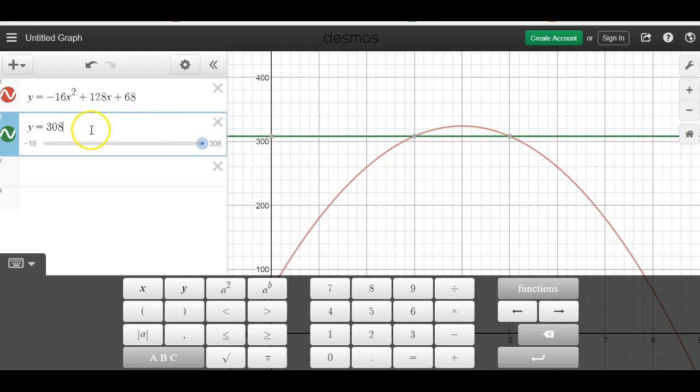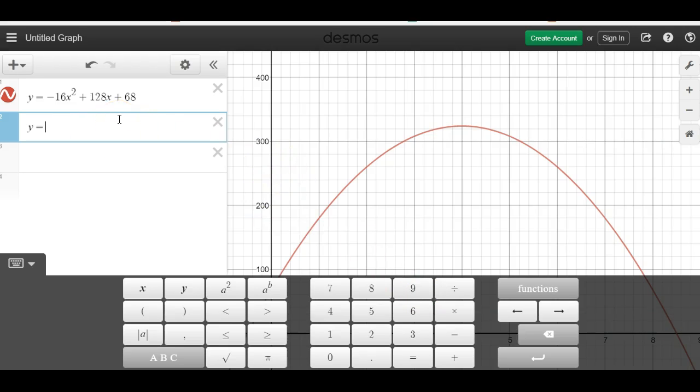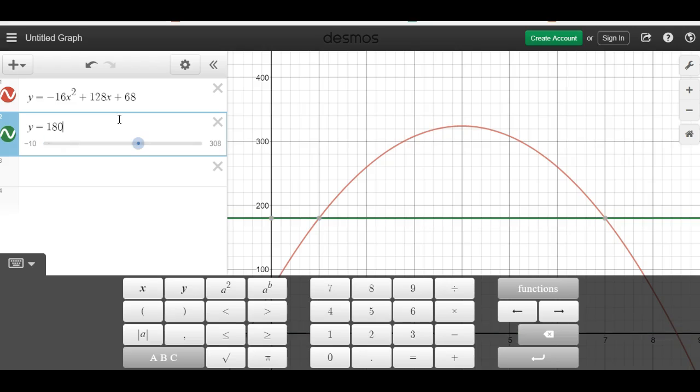What about this one? What about when we said 180? Let's try that again. 180. So when was that? Look. This was at 1 second, and then over here at 7 seconds. So 1 and 7.